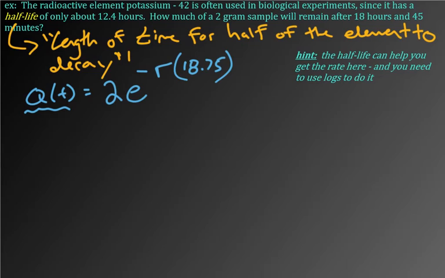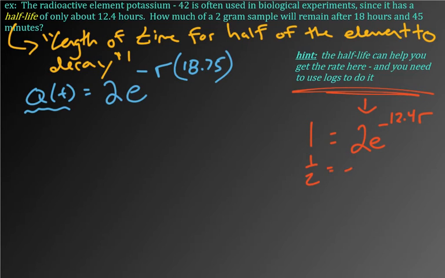So now basically what we got to do, just like the last problem, is solve for this rate, okay? And that's where the half-life comes in, all right? So we know that if we let those 2 grams decay for 12.4 hours, then we would have half as much left over, right? Because that's what it means to have its half-life be 12.4. So these 2 grams decay to 1 after its half-life, right? And that gives us a thing that we can solve, right?